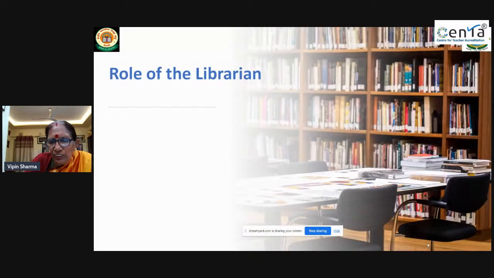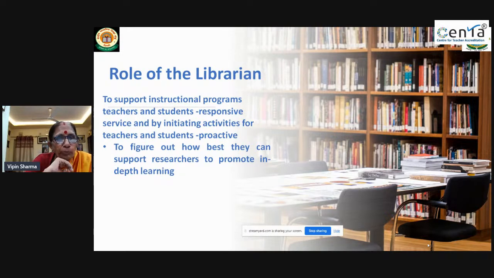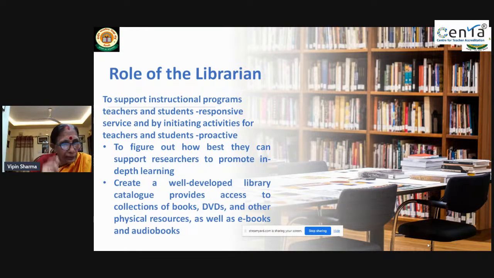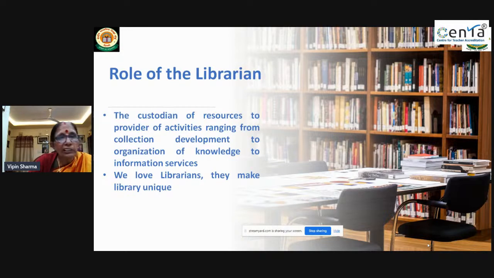See, that is the role of the librarian. Again, to support instructional programs, teachers and students, responsive service, and by initiating activities for teachers and students, being proactive to figure out how best they can support researchers, to promote in-depth learning. This academic librarian is reacting to research needs as collaborative partners. They need collaborations. That is important. The custodian of resources provided to activities ranging from collection development to organization of knowledge.